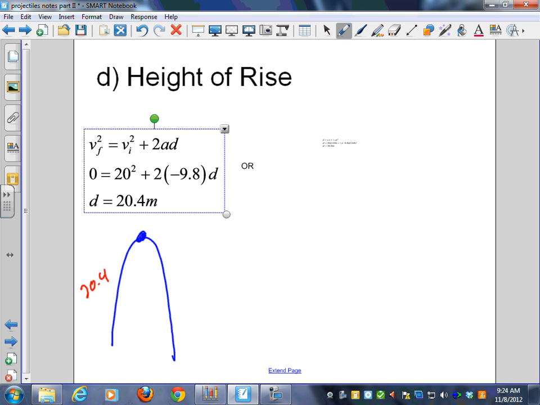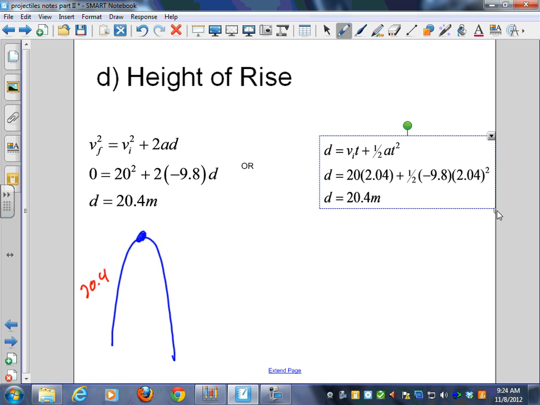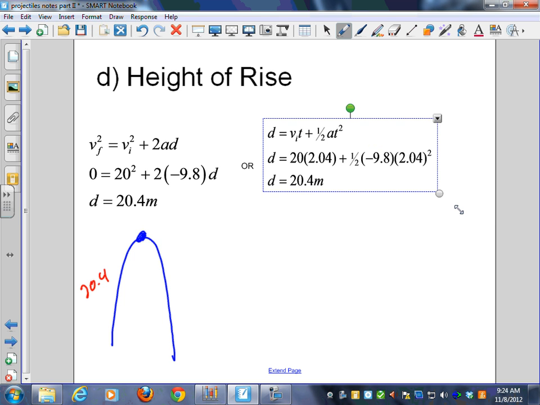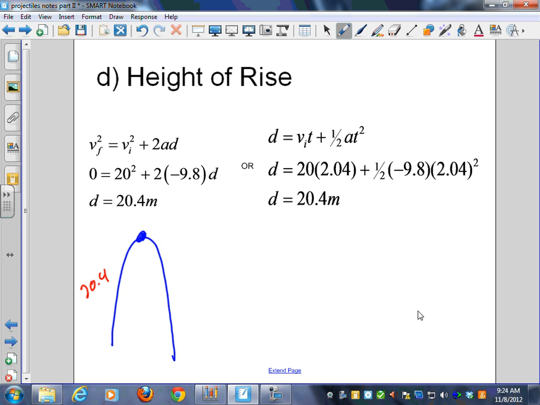The other way to do it would be to say d equals VIT plus a half AT squared, because you know your time of rise. Again, I have to use a positive 20 here. Time is 2.04 plus 1/2, you have to use minus 9.8, 2.04 squared, and you should get exactly the same. Which one do you think is easier? Probably the first one. Certainly your choice.